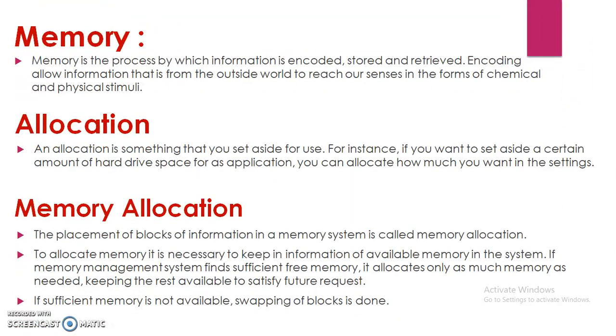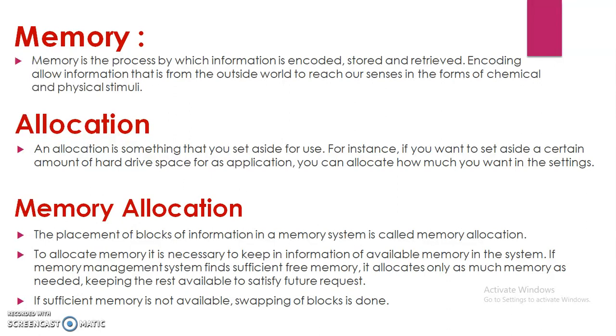Memory. Memory is the process by which information is encoded, stored, and retrieved. Encoding allows information from the outside world to reach our senses in the form of chemical and physical stimuli. Allocation. An allocation is something that you set aside for use. For instance, if you want to set aside a certain amount of hard drive space for an application, you can allocate how much you want in the settings.